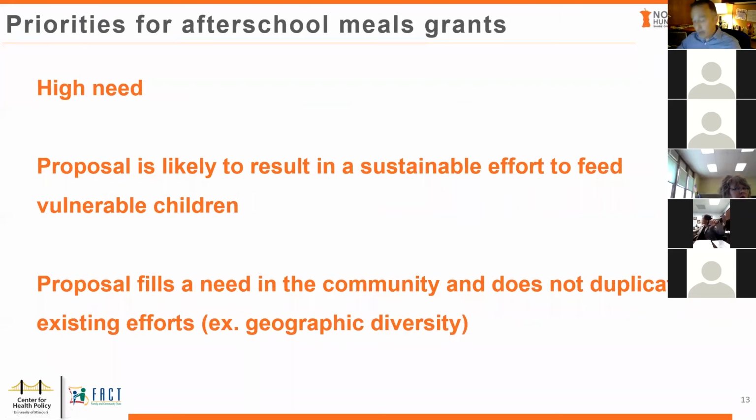All right, and again, the priorities for this grant are very similar to the priorities for the school breakfast grant. We're looking for efforts that are likely to be sustainable. We look at what your proposed purchases are. Are there a lot of after school food programs in the community?